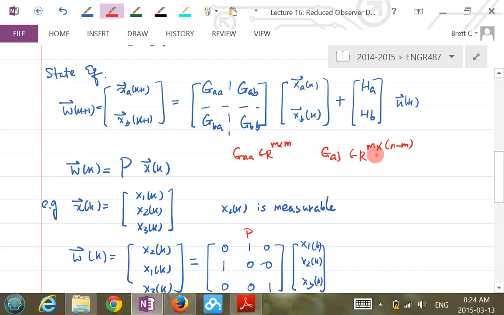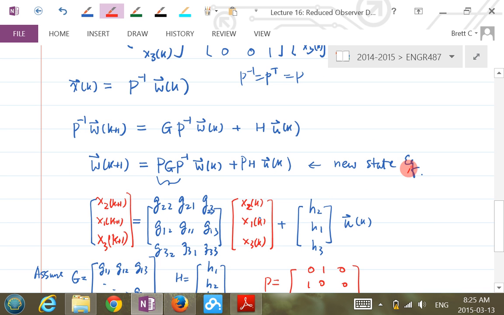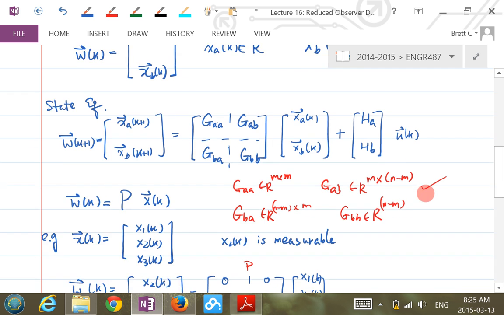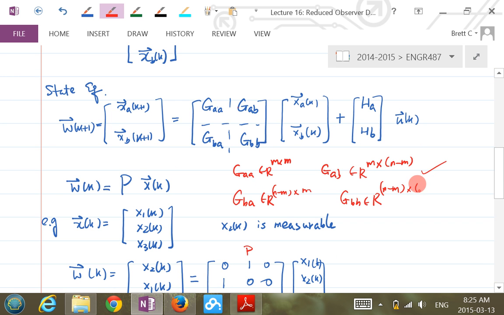Yeah, that's right. This is M by N. So this times this should be the same dimension as X_A here, right? And X_A is the dimension M by 1. Okay? So this is good. And then G_BA, the size of this times that, this should be N minus M by M, to match the size of X_A(k), which is M. And this G_BB is N minus M by N minus M.